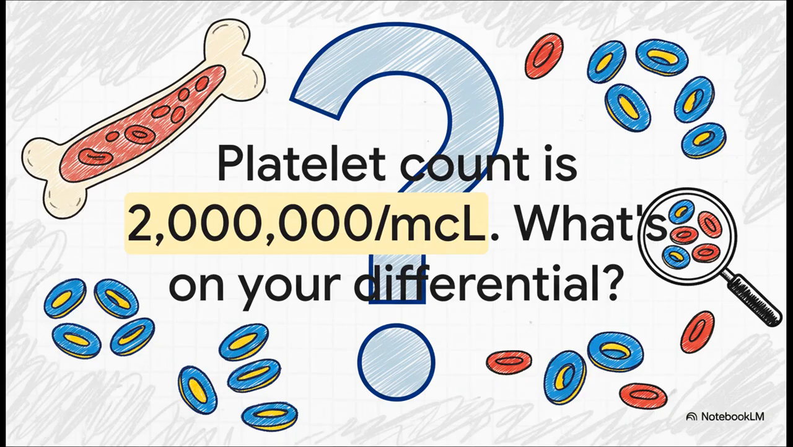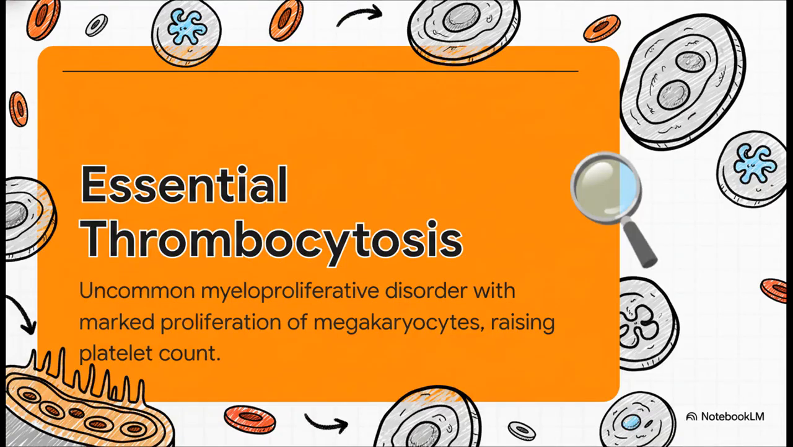This isn't just a little high, it's a massive, massive overproduction. So where do you even start building your differential? This is precisely the kind of hook you're going to see on an exam, and our goal today is to give you a clear, structured way to think through it. So at the very top of that differential has to be essential thrombocytosis, or ET for short.